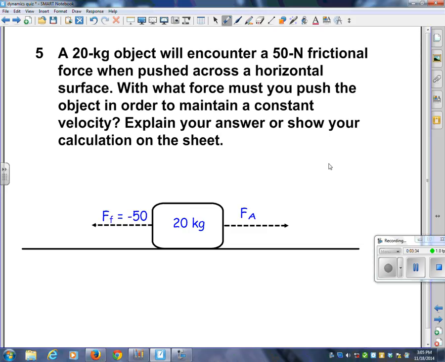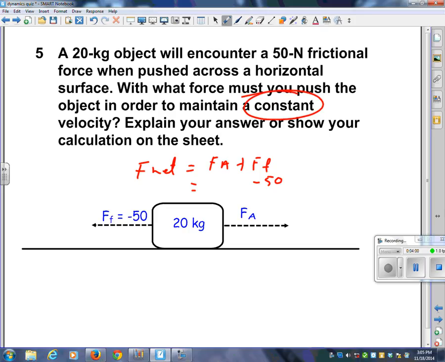A 20 kilogram object will encounter a 50 Newton frictional force when pushed across a horizontal surface. With what force must you push the object in order to maintain constant velocity? Now there is friction. That's good, right? We got this one. Okay? So if there's friction of minus 50, F net is equal to FA plus FF. The friction force is minus 50.